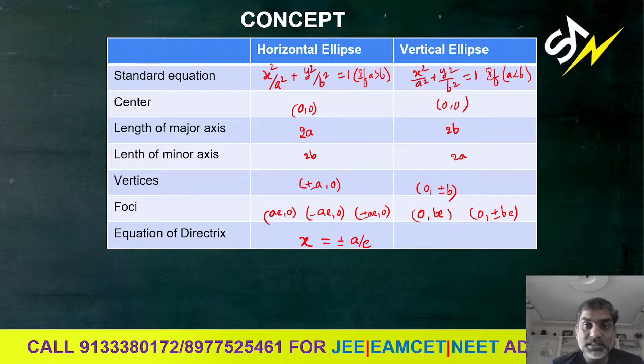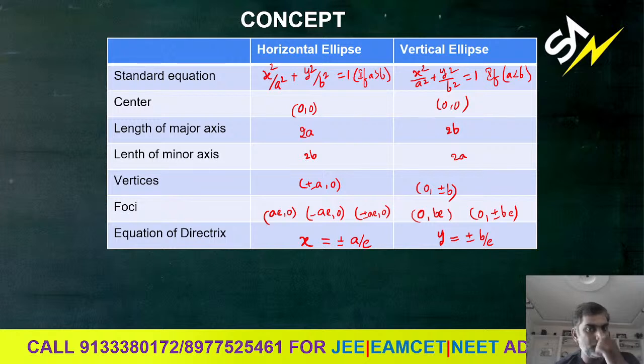Alright. Next, in case of vertical ellipse, the equation of the directrix is y is equal to plus or minus b over e. Am I correct? y is equal to plus or minus b over e. Okay. Then the next one.